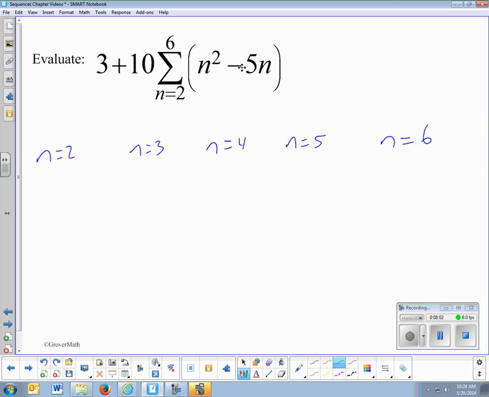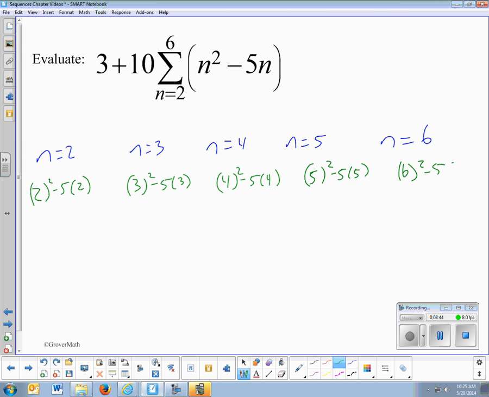Now, one at a time, I'm going to plug that into, whatever I plug in for n, I'm going to square it, and then minus 5 times it. So this would be 2 squared minus 5 times 2. Because n squared minus 5n with n is 2 is 2 squared minus 5 times 2. And this one is 3 squared minus 5 times 3. 4 squared minus 5 times 4. Remember, if I write faster than you could always pause the video. 5 squared minus 5 times 5. And 6 squared minus 5 times 6.